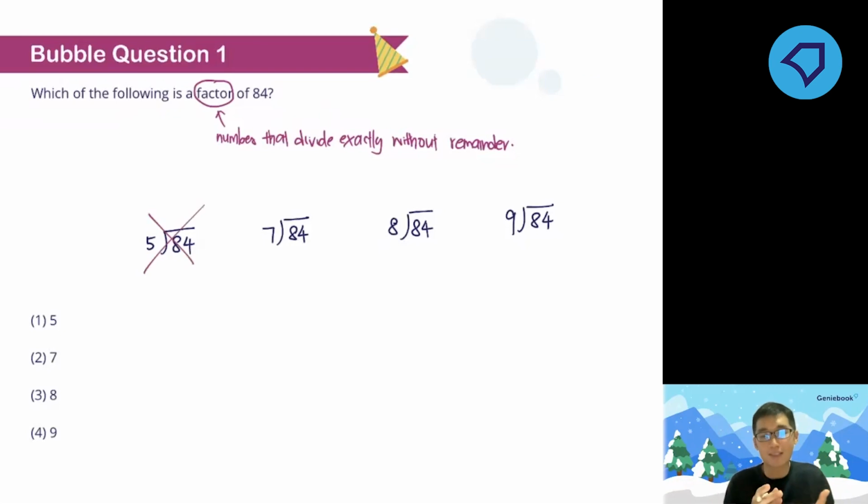If you know, let's say, oh, what numbers are divisible by 5? Then you can easily find the answer. Or what numbers are divisible by 2? Easily you can find out. Okay, now what about the next one? 84 divided by 7. Now let's do the long division.